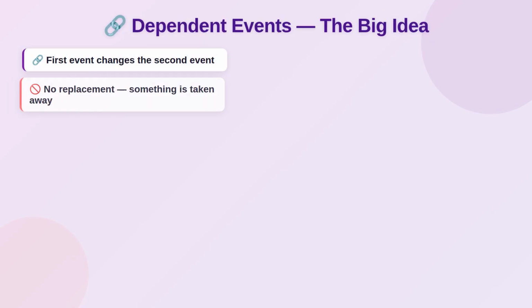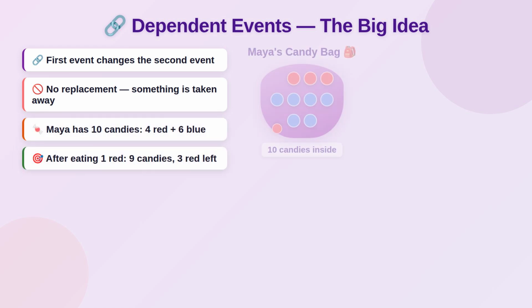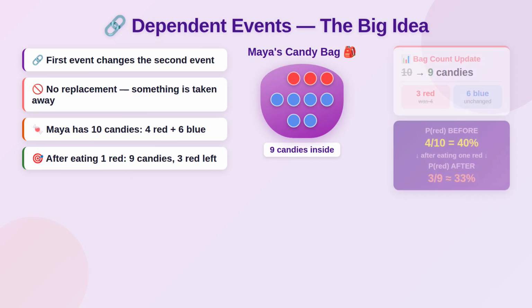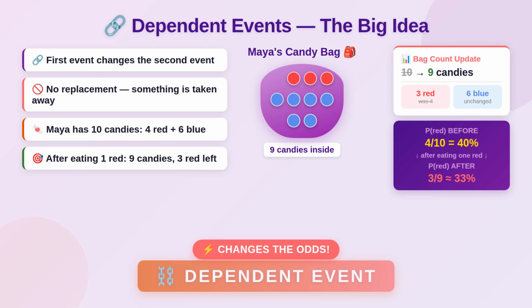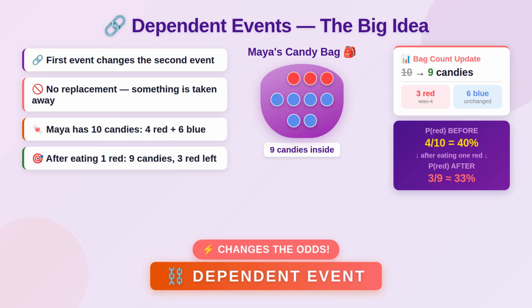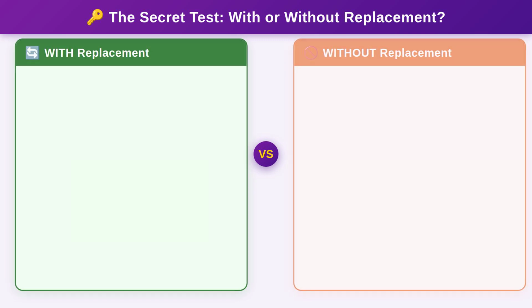Now flip that idea around, pun intended. A dependent event is when the first event does change the probability of the second event. This usually happens when you take something away and don't put it back. Imagine Maya has a bag of 10 candies, 4 red and 6 blue. She grabs one red candy and eats it. Now the bag has only 9 candies and only 3 red ones. The probabilities just changed. That second pick is now different because of the first pick. That's a dependent event. One action changes everything for the next one.